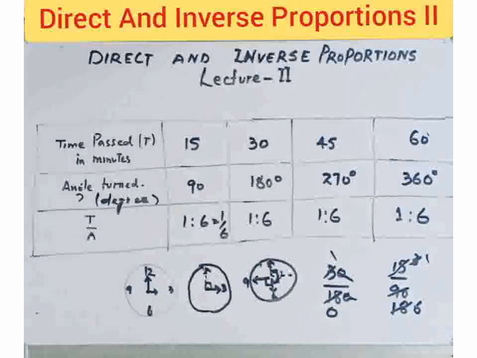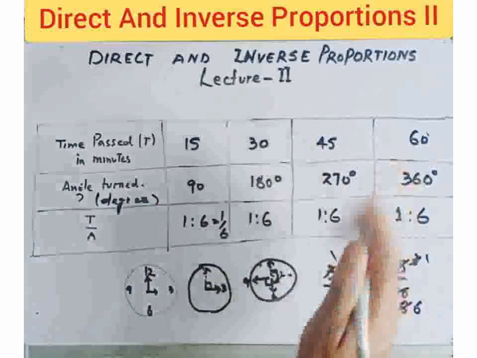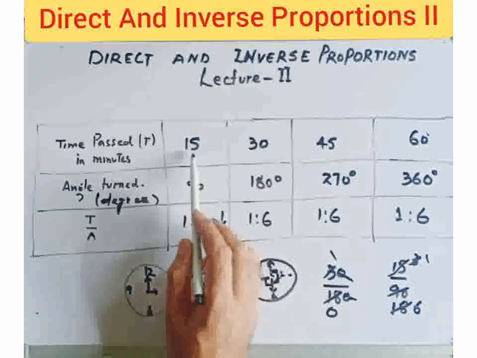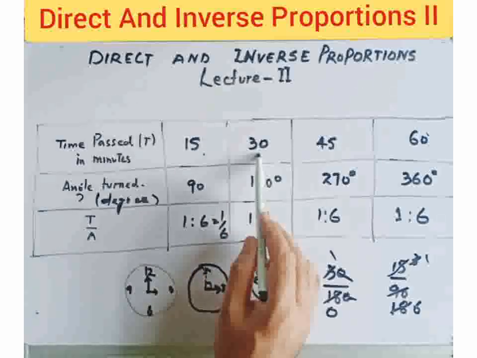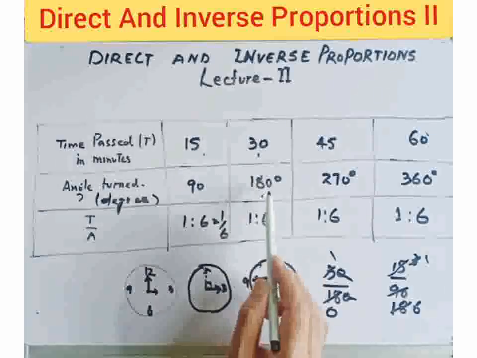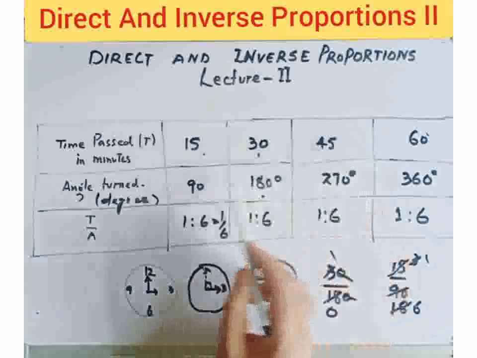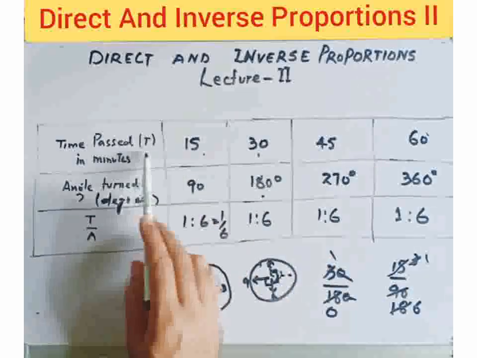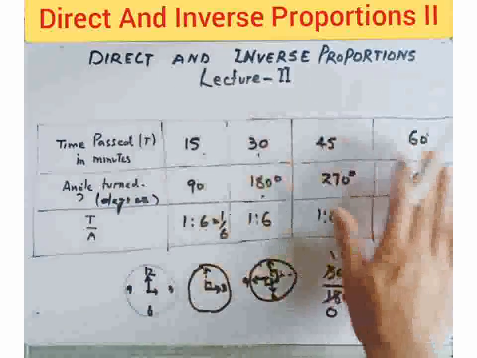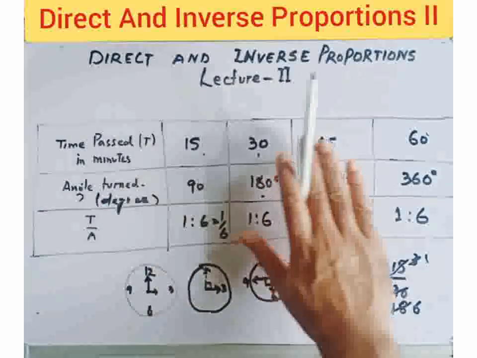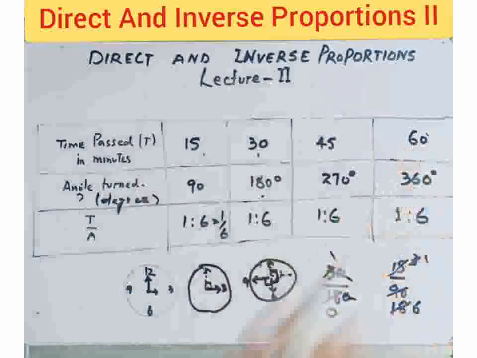So what do we observe about T and A? Do they increase together? Yes, they increase together. Originally it was 15 and the angle turned was 90 degrees. So as the time passed increased, the angle turned also increases. Here you can see the increase in both the parameters.